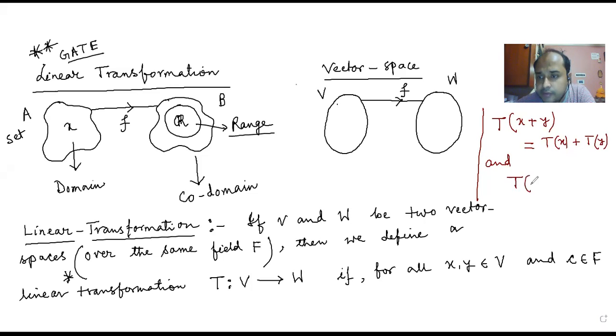T of cx becomes c into Tx. So T of x plus y is Tx plus Ty, and T of cx is equal to c into Tx. If this holds, then we call the transformation linear.